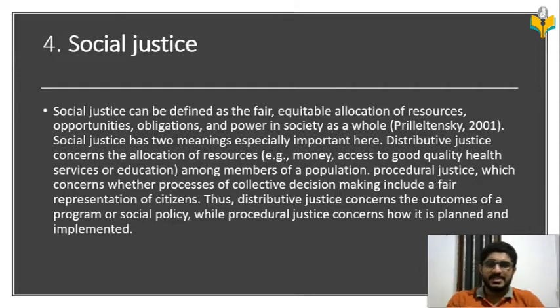The first one is social justice. Social justice can be defined as fair, equitable allocation of resources, opportunities, obligations, and power in society as a whole. And social justice has two meanings, especially important here. Distributive justice concerns the allocation of resources like money and good quality health services among members of a population, and procedural justice, which concerns whether the process of collective decision making includes a fair representation of citizens. Thus, distributive justice concerns the outcome of programs or social policies, while procedural justice concerns how it is planned and implemented.